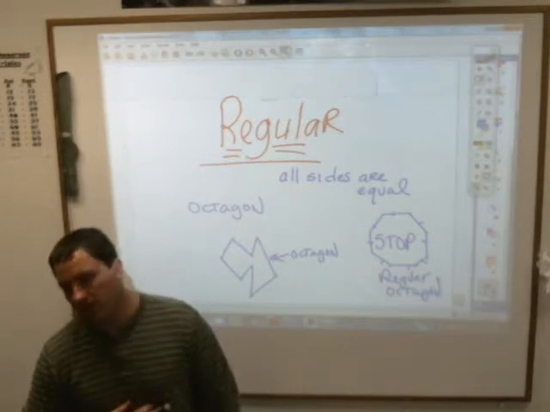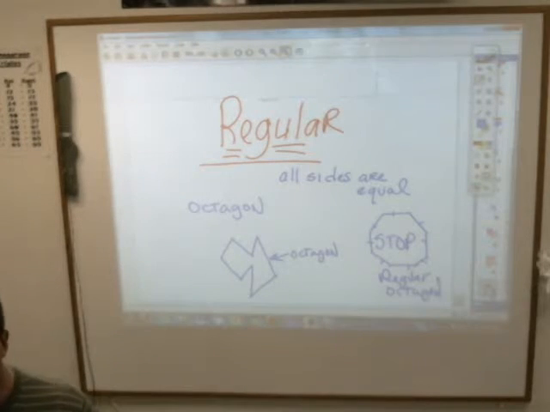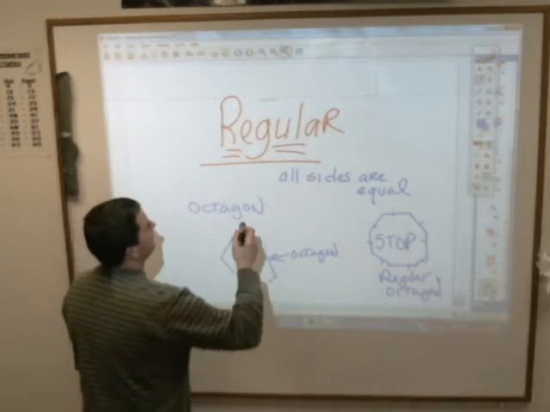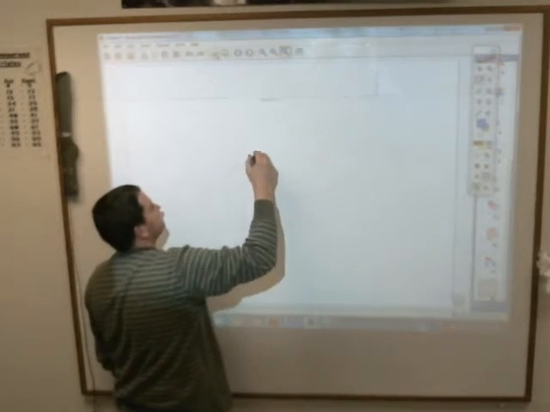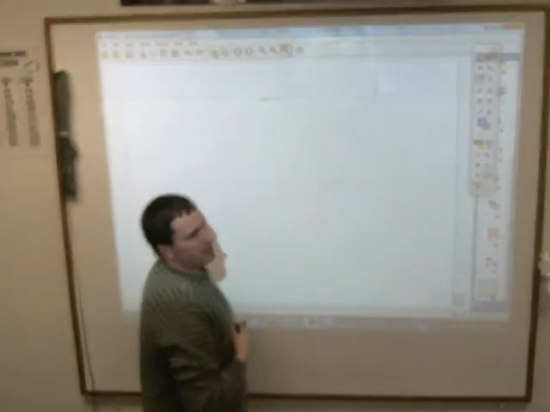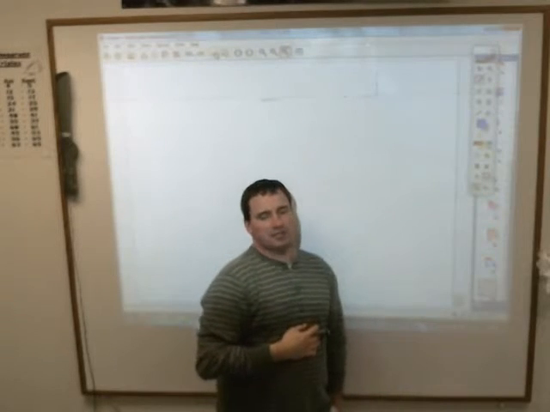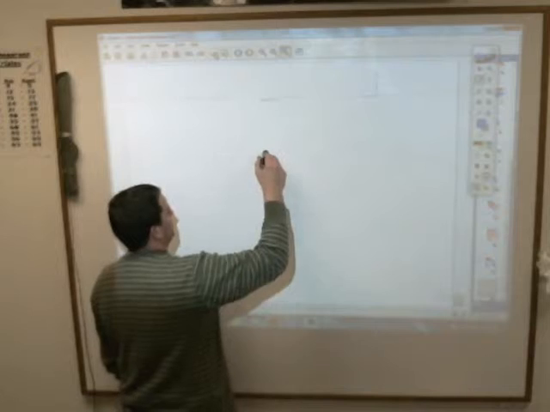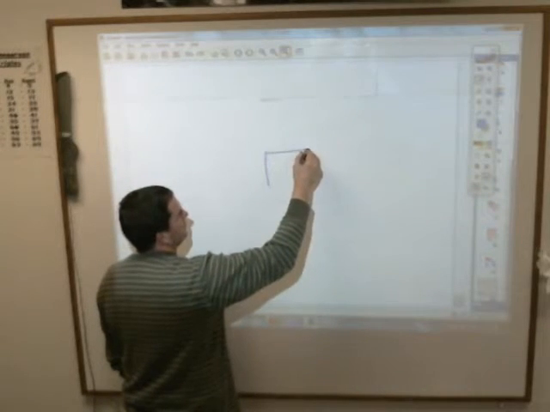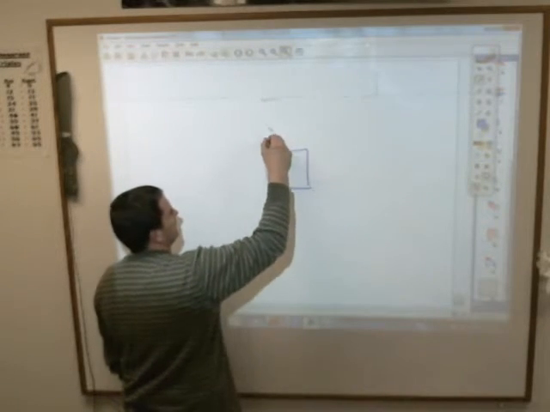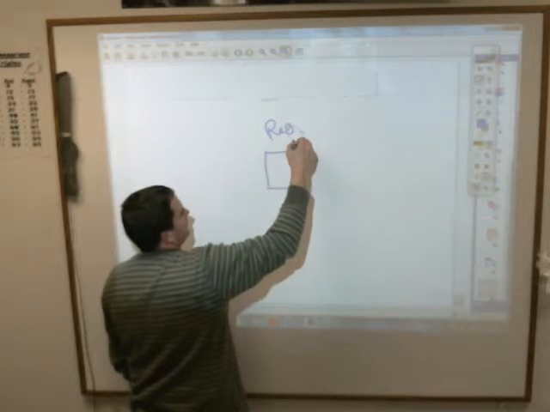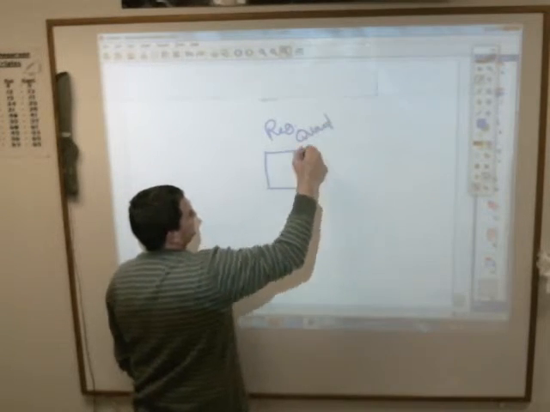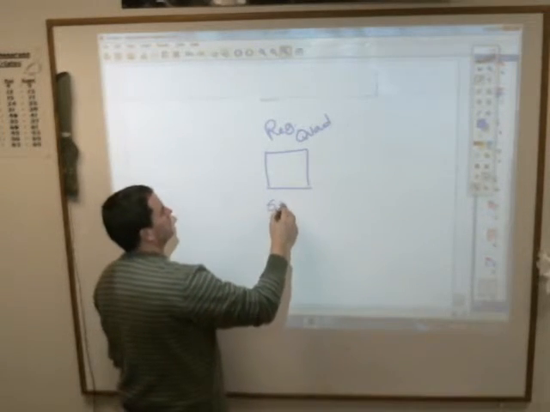Same thing with a regular quadrilateral. Guess what a regular quadrilateral would be? Actually, there's 2 regular quadrilaterals you could have. Anybody? What is a shape that has 4 sides that all sides are equal? Sam? Square. Exactly. 1, 2, 3, 4. It's a regular quadrilateral, which we call a square.